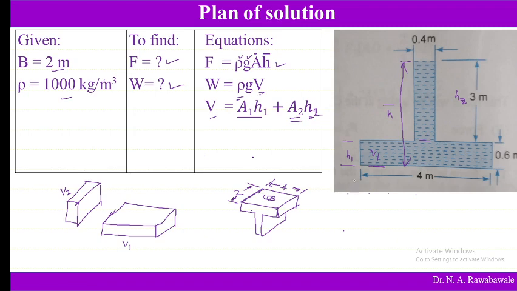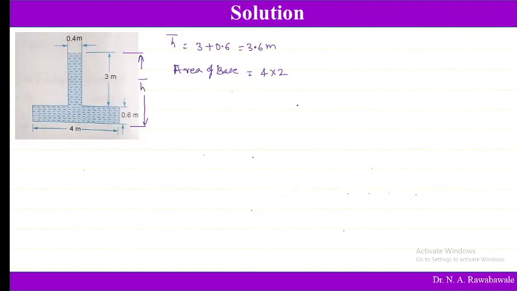When we invert this tank, the base can be seen as a rectangle. This rectangle area is 4 meter by 2 meter, so this 4 meter by 2 meter is 8 square meters, which is the base area. Now to find out the force, F is equal to rho G A h bar.